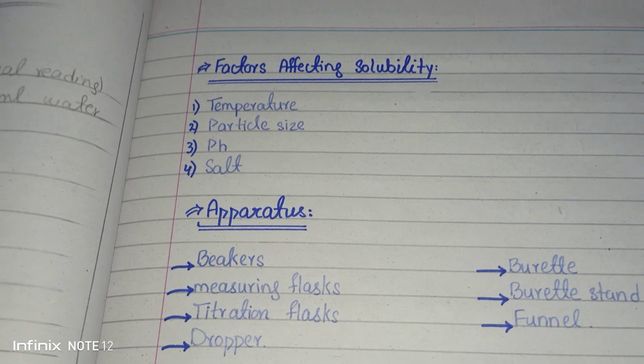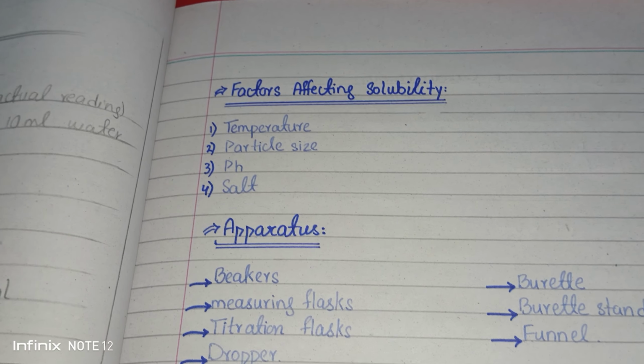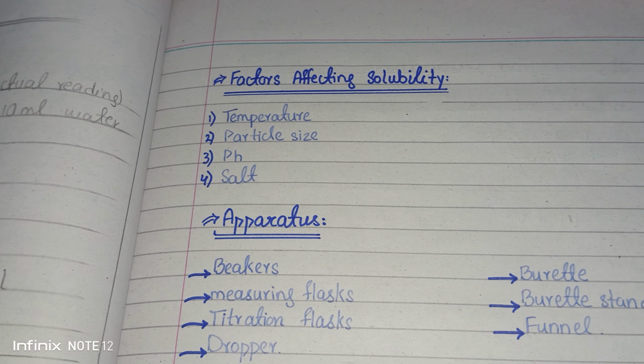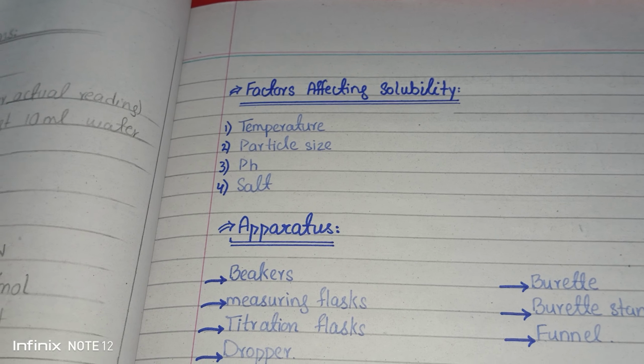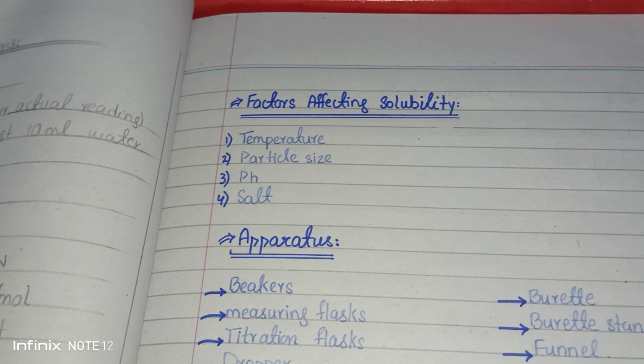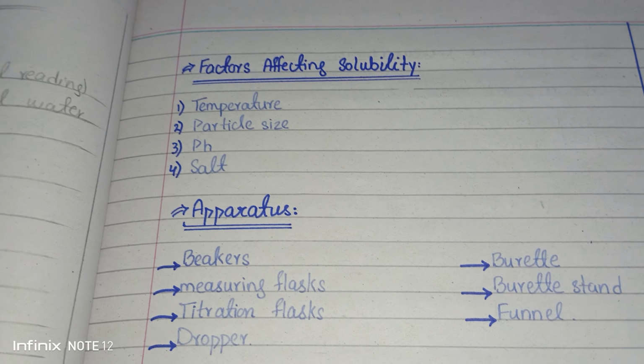Next is the pH. Basic and acidic pH have their effect on the solubility. And third is the salt, which means the solute, the nature of the solute which we are dissolving and preparing a solution with.